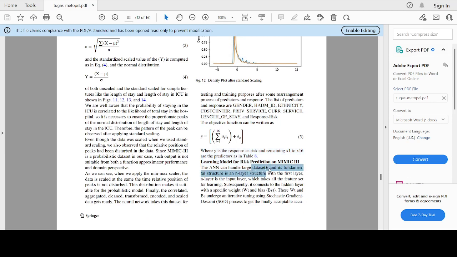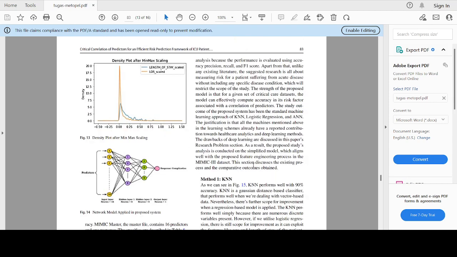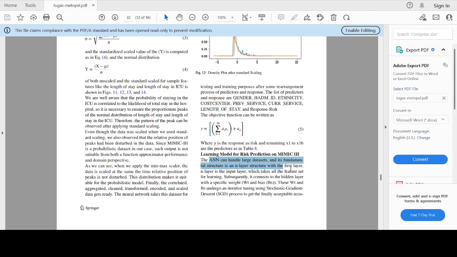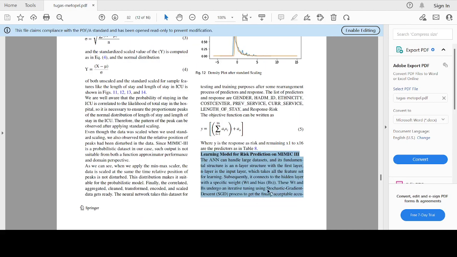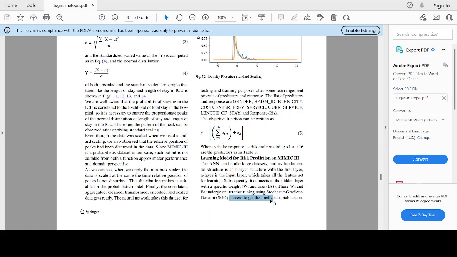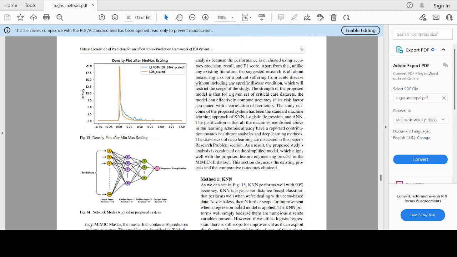It can handle large data sets. The data set goes into the first layer, which is subsequently connected to hidden layers. So this is basically how the ANN works with the gradient SGD process, the iterative looping.